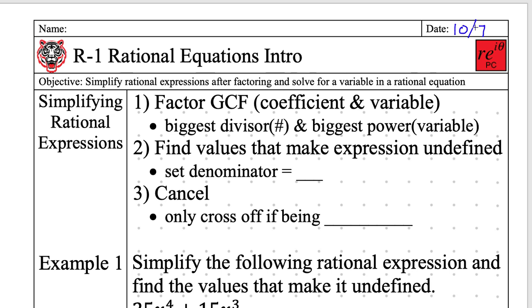So what is our objective today? Quiet raised hand. Andrea. Simplify rational expressions after factoring and solve for a variable in a rational equation. Yep, so there's two parts of that. There's two assignments tonight. First half is first assignment, back half is last assignment.